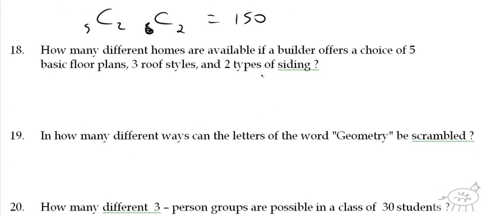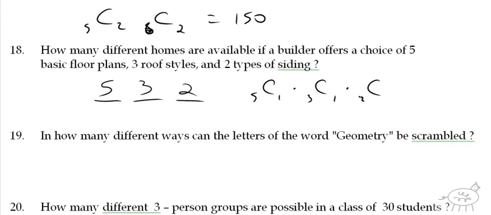Number 18, how many different homes are available if a builder offers a choice of 5 basic floor plans, 3 roof styles, and 2 types of siding? Okay, I mean, really, this is a good slot method problem if you think about it, right? 5 floor plans, 3 roof styles, and 2 types of siding. Now, I could have done it as a combination, 5C1, 3C1, and 2C1. But what is 5C1? 5. What's 3C1? 3. What's 2C1? 2. Okay, so my answer is 30.